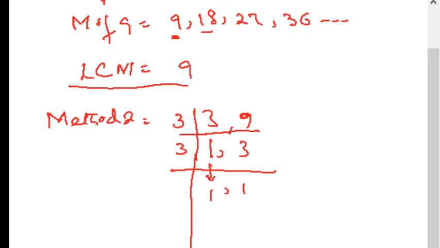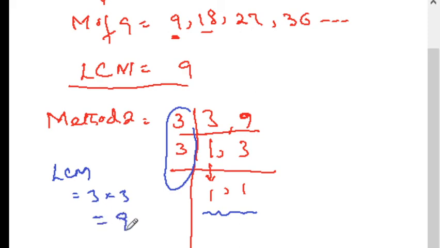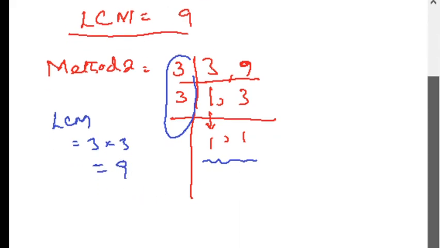I have told you, your target should be what? Your target should be to get 1, 1, 1 here. Now the number that is coming here, that's the LCM. Then LCM is what? 3 into 3, which is 9. Okay, that's done.